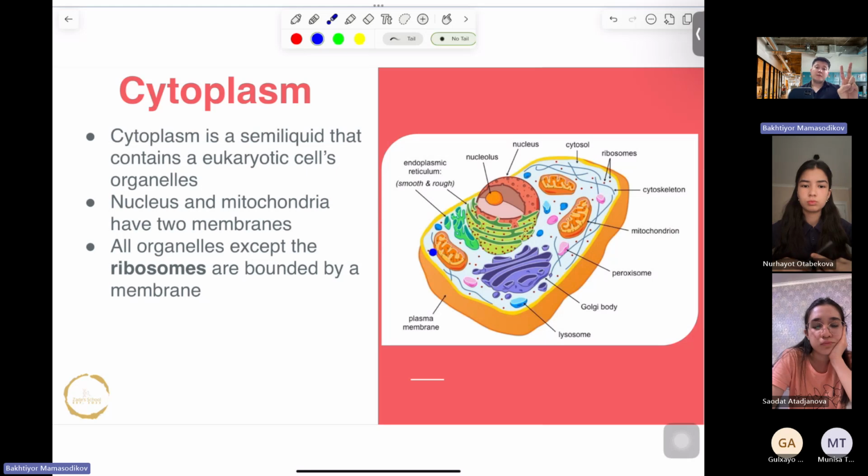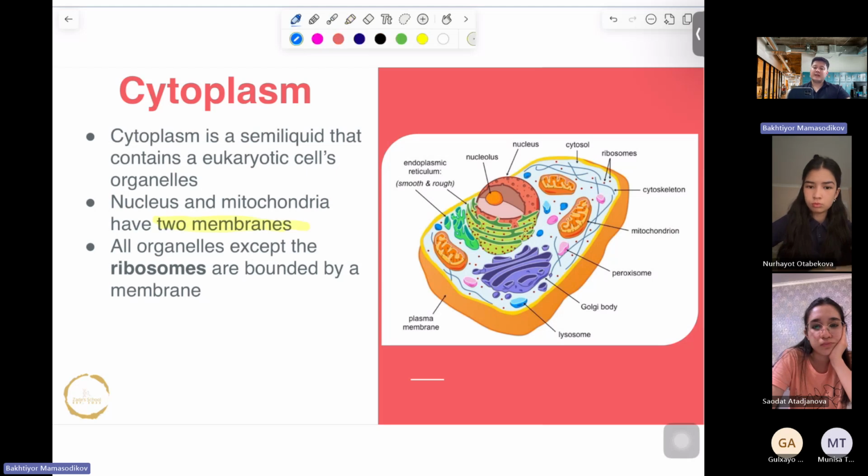We have two membranes, okay? Not one membrane. In the cell, we have the one membrane, but all organelles also contain the membrane. They separate them from the cytoplasm. In the nucleus and in the mitochondrion, we have two membranes, okay? This is very important. We have two membranes.